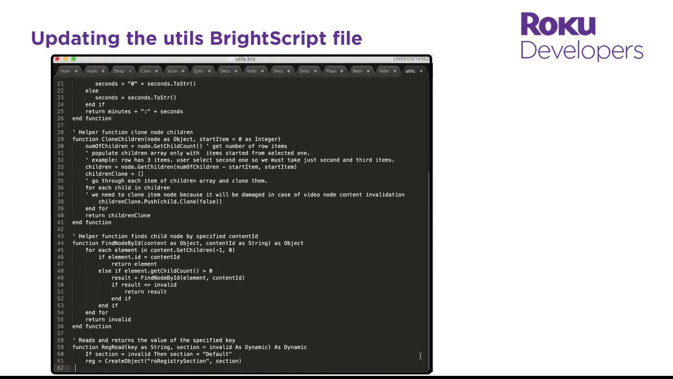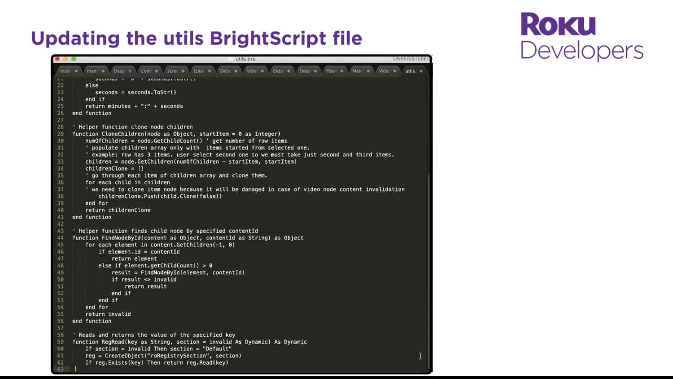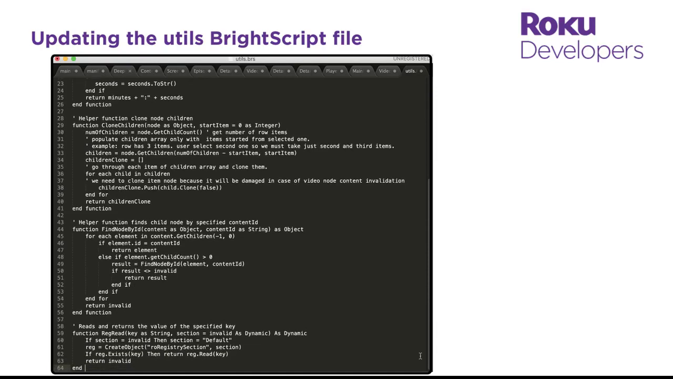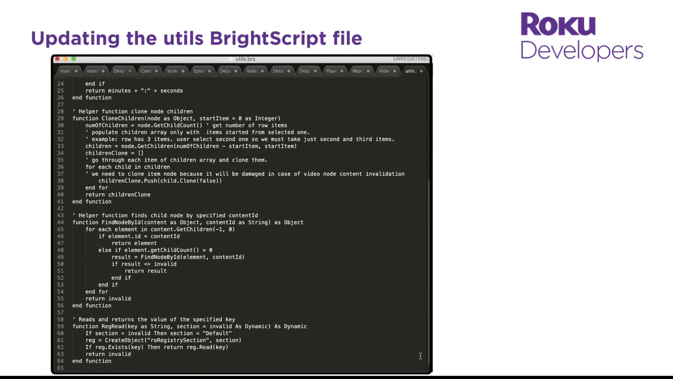Now we'll call the registry section's exists method with a key that was passed into the regRead method to confirm that the provided key resides in the registry section. If the key exists, we'll pass it into the registry section's read method to get its associated value. And finally, we return invalid if the key passed into the regRead method does not exist.